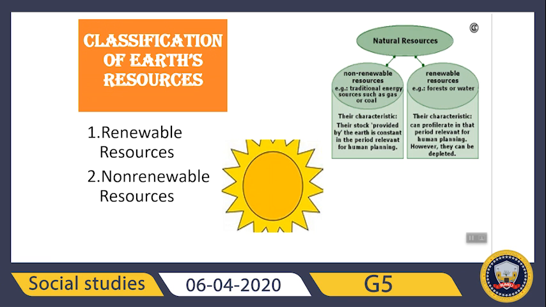Then we are going to learn about the classification of earth resources. Earth resources are classified into two main groups: renewable resources and non-renewable resources. But here you should know about the sun. The sun is the source of all renewable resources, since it is responsible for wind blowing, rain, earth's temperature and the growth of all types of plants and animals.